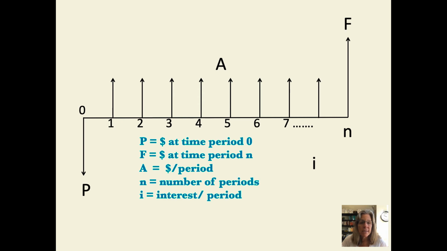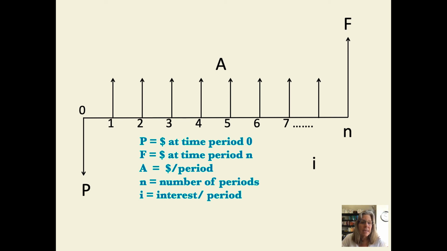So for instance, in this example, we have P, which is the dollar amount that's spent in time period 0. That means right now. Time period 0 means right now. F is an amount of money that's spent or received at some future time N. F often means the end of the project life, but it can also be some other time that's not time period 0.